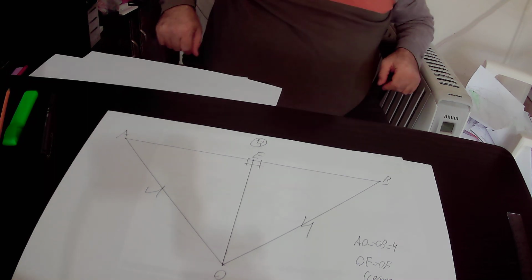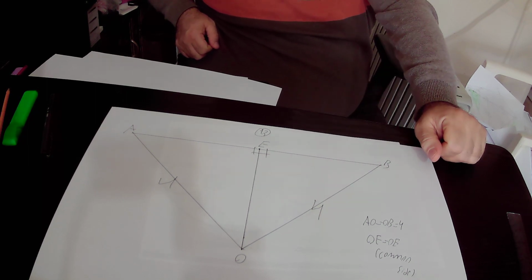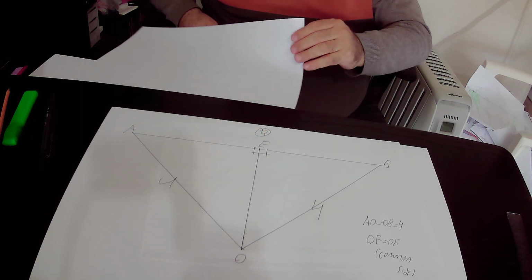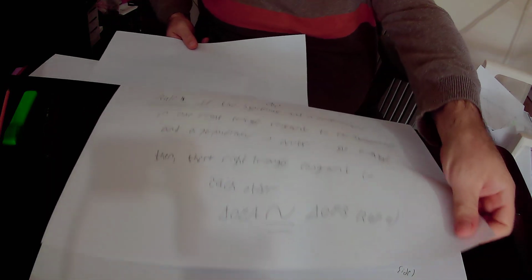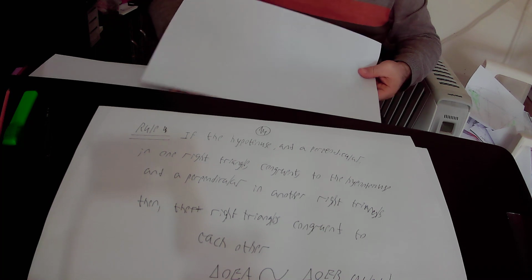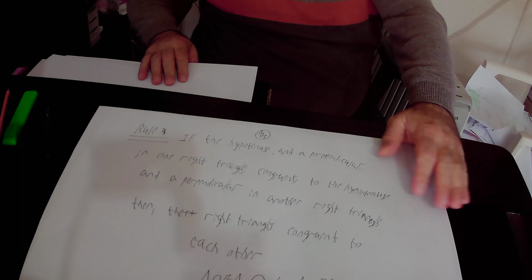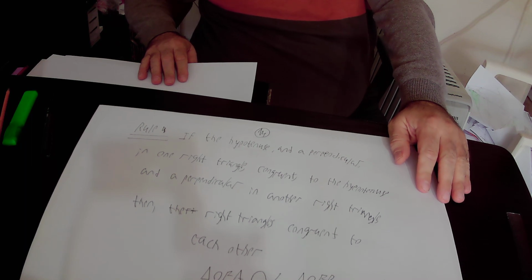So, by proving that those 2 sides are congruent in both triangles, we proved that those 2 triangles can go into each other according to rule number 4. What is rule number 4? According to rule number 4, if the hypotenuse and the perpendicular in one right triangle are congruent to the hypotenuse and the perpendicular in another right triangle, then the right triangles can go into each other.